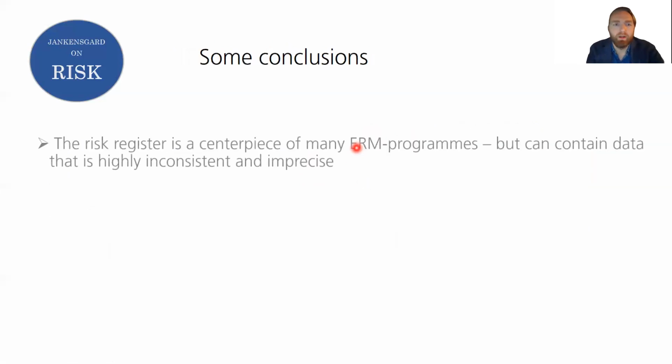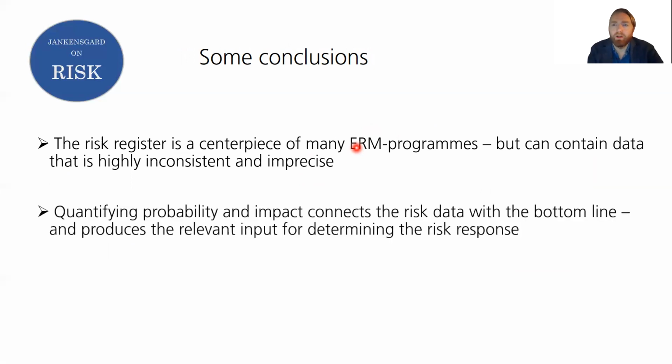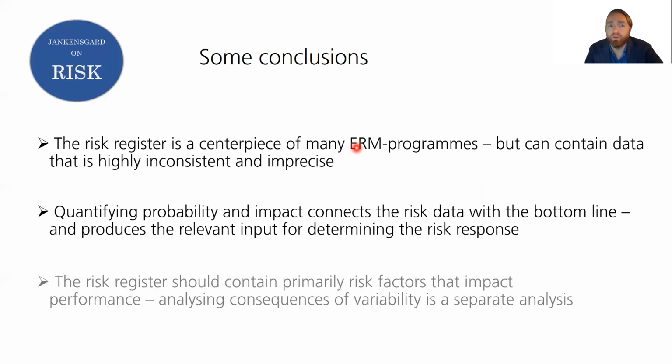We're going to conclude here now that the risk register is a centerpiece of many ERM programs, but the data in it is often inconsistent and imprecise. We shouldn't really go for traffic light colors and verbal descriptions, much too imprecise. Rather, we go for quantifying probabilities and impacts that connect with the bottom line, the financial numbers that we use to manage the firm. And it removes a lot of these biases that you get from hunches and basic instincts, to put it that way. So we have something that we can use for determining the appropriate risk response, which should be proportionate to the probability times impact.